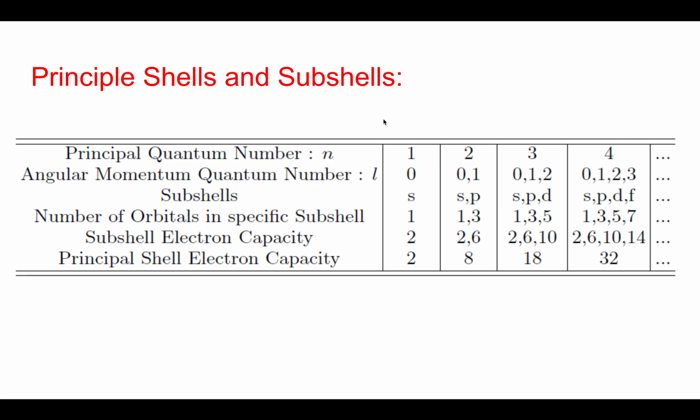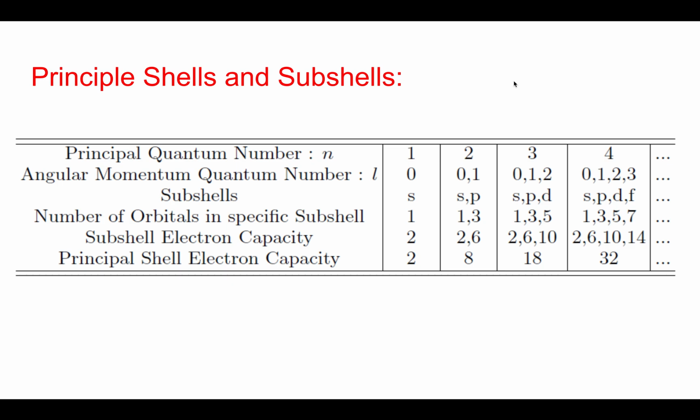Our principal quantum number goes 1, 2, 3, 4, and so forth. Our angular momentum quantum number starts at 0, so n equals 1 can only have l equals 0, and n equals 2 could have l equals 0 or 1. So the first principal shell can have only s subshells. The second principal shell can have s subshells and p subshells. The third principal shell can have s, p, d, and so forth.